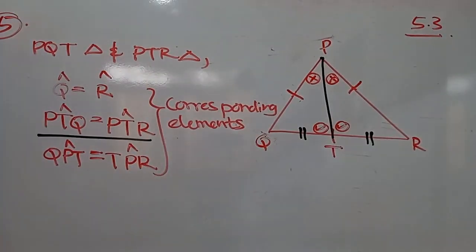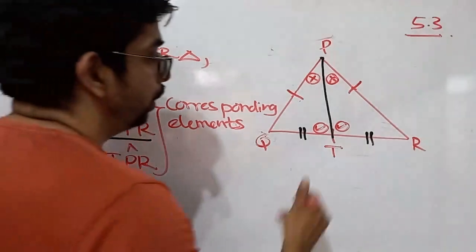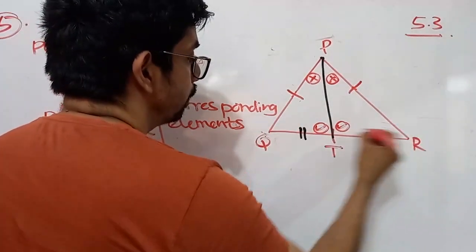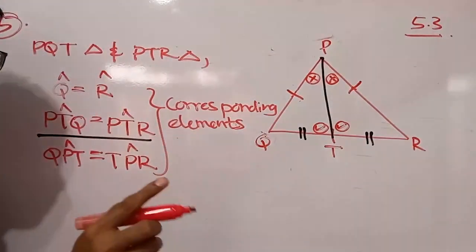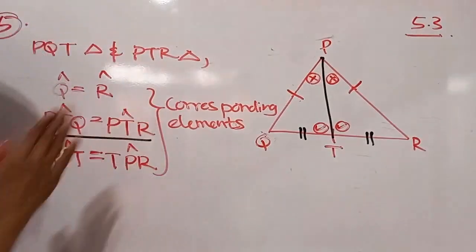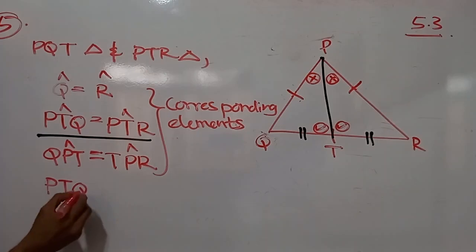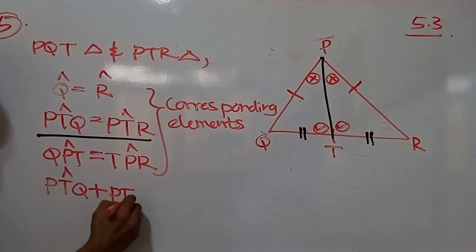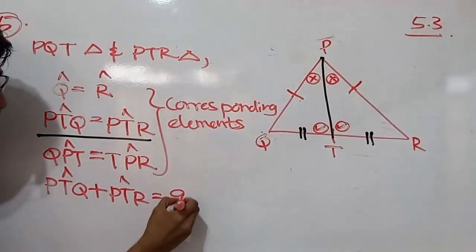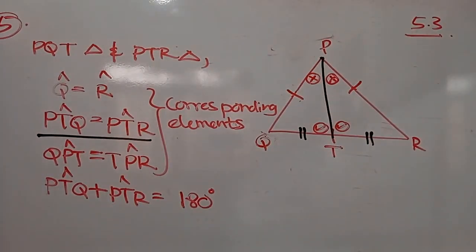So from that, we know PTQ that is equal to what? PTR. Now this is what we need. Now we know these two are equal. If we take another one, right? This one. What is this? QTR. So that's a straight line. So we know the sum of angles of a straight line on one side is what? 180. So we can say PTQ angle plus PTR angle that is equal to what? 180 degrees.